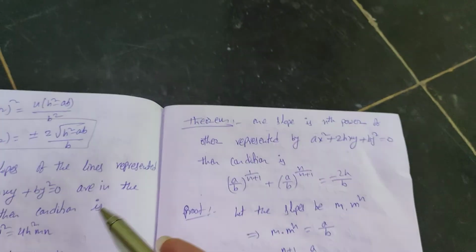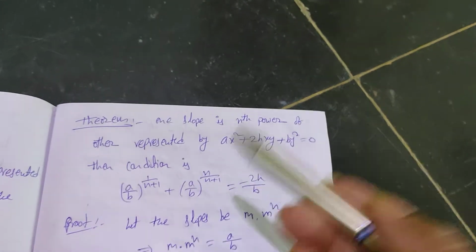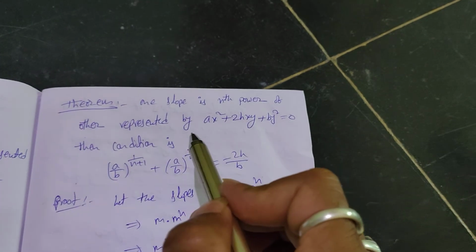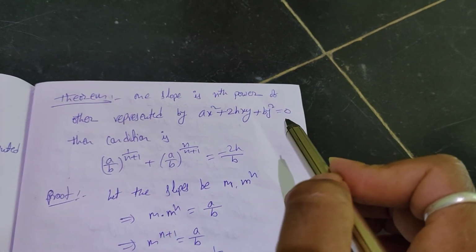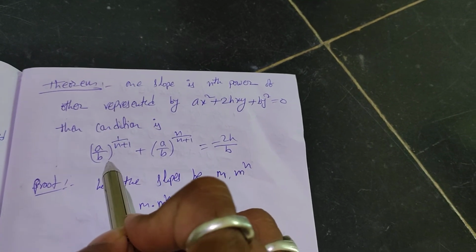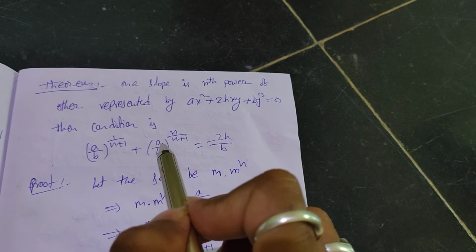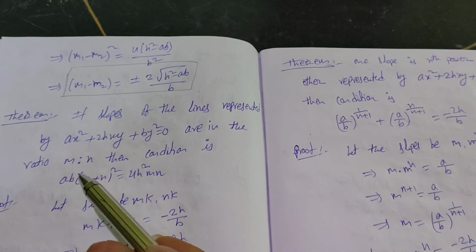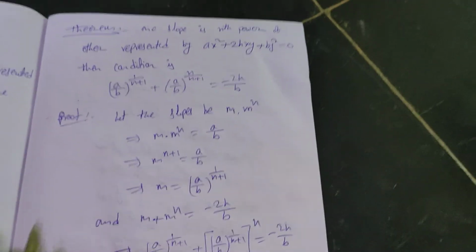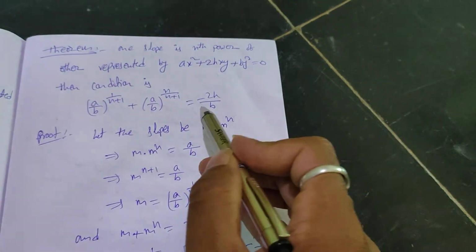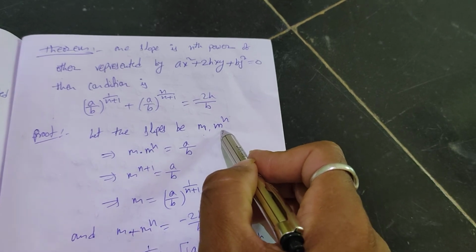Same here, the m is to n ratio, here based on powers. If one slope is the nth power of the other, represented by ax square plus 2hxy plus by square is equal to 0, then the condition is a by b whole power 1 by n plus 1 plus a by b whole power n by n plus 1 is equal to minus 2h by b. If they give it with powers, let the slopes be such that one is the nth power of the other. Let the first one be m, and the other one will be m power n.